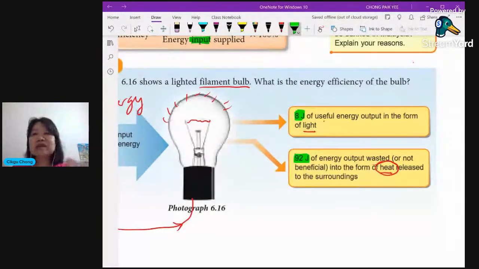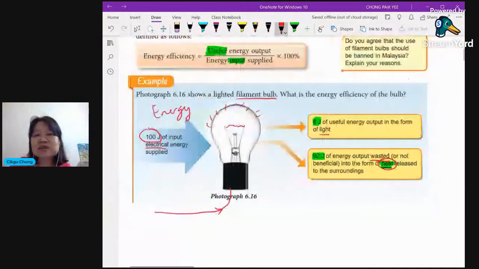So 92 joules of the 100 has been changed into heat, which we feel is wasted because it's not used to give you brightness. It's not used to make light, it's used to make heat. So this is considered wasted. Like I said, I give you 100 ringgit, 8 ringgit you use to buy food, and the 92 you do something useless with it. For example, you gamble it off and finish it all in the game. That is called wasted.